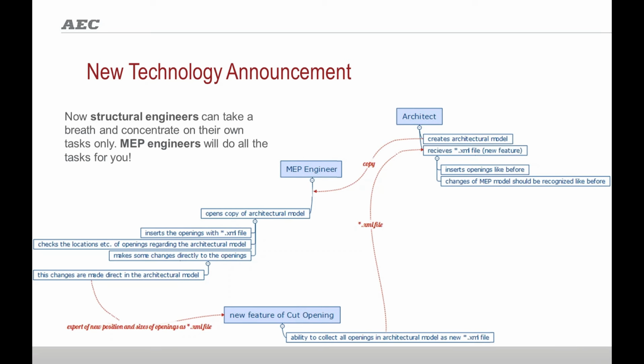So basically the workflow will look like this. The architect or structural engineer is making a model. He's sending a copy to the MEP engineer. The MEP engineer is linking the MEP and structural models into one model. Afterwards, he inserts the openings using cut opening software. He makes changes, like making the openings bigger or smaller, and he is sending the final result back to the structural engineer or architect, and he inserts everything into the model.